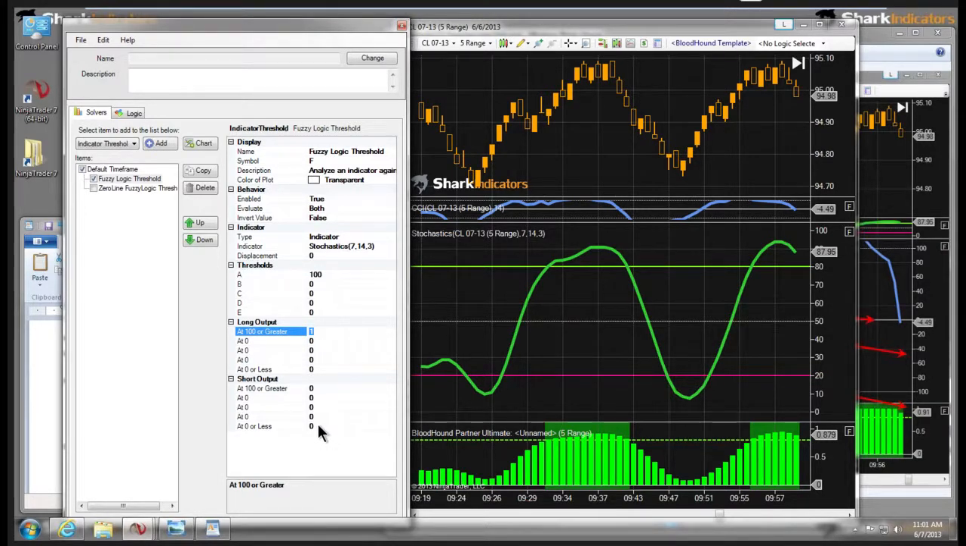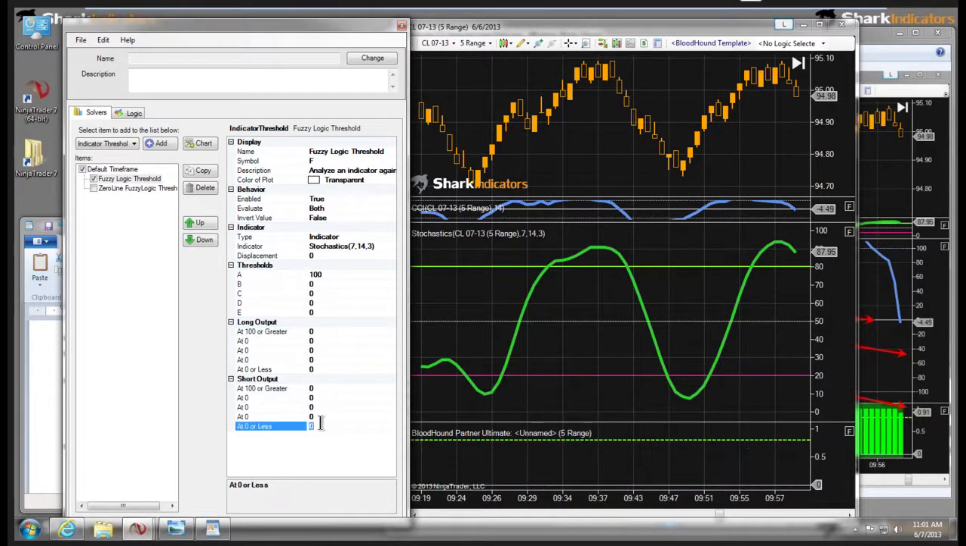Let's see, just to expand upon this, one part that I didn't cover on the screenshots is that typically you're going to also want a short output as well. So we'll just take one side at a time. So let me set this to 1.